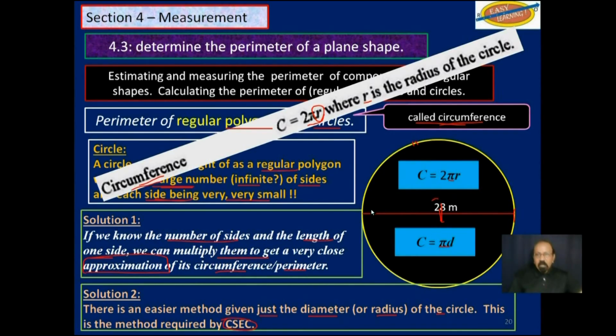So let us say the diameter is 28. Then of course the radius will be 14. So we can easily find the circumference of this circle.